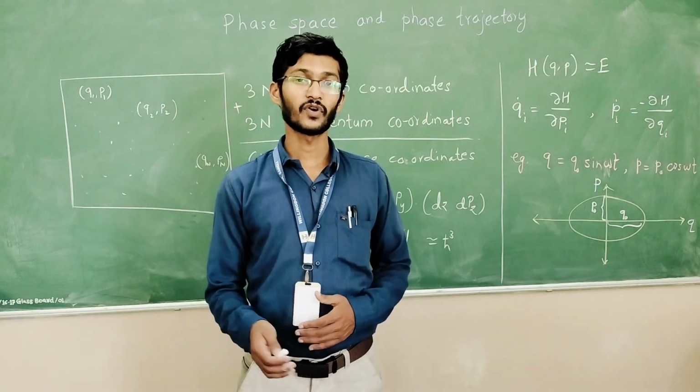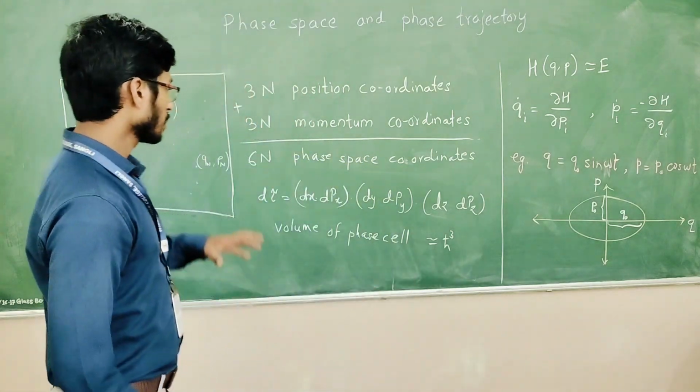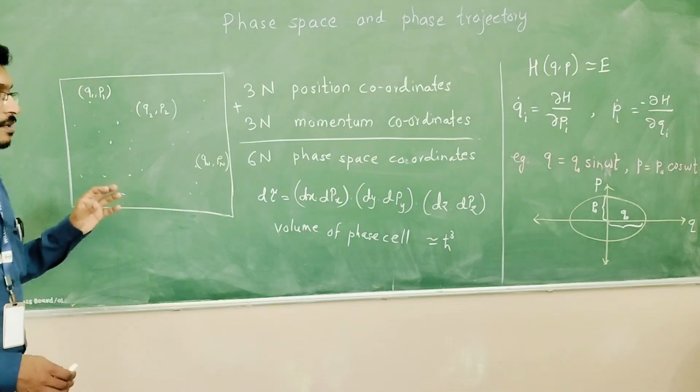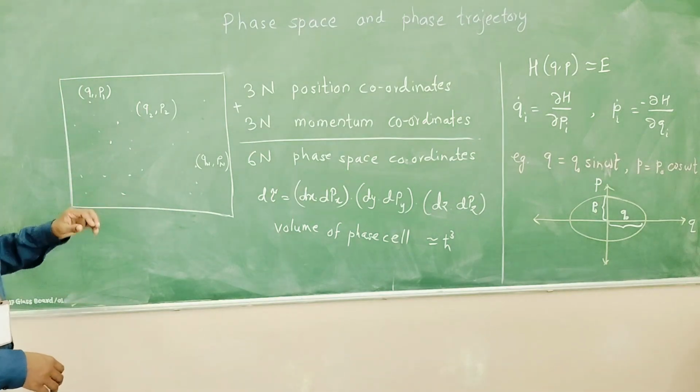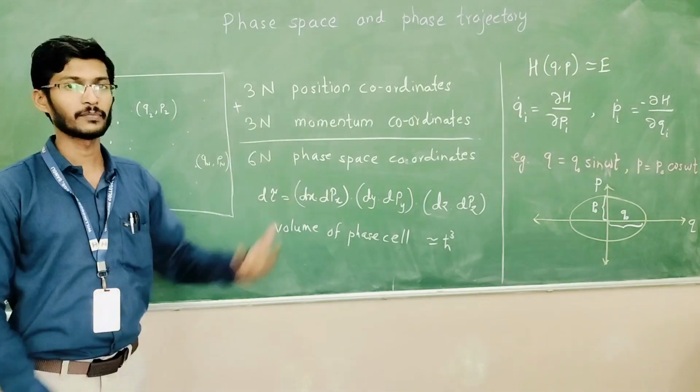Today we are going to see what is phase space and what are the phase trajectories. So consider a system of n number of particles. They will have 3n position coordinates and 3n momentum coordinates.